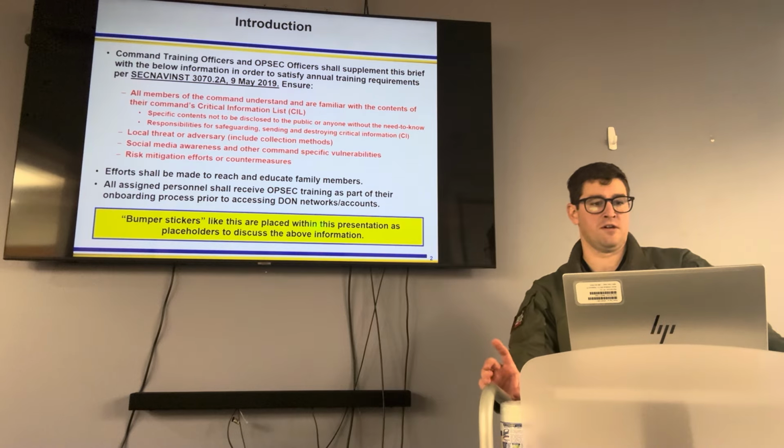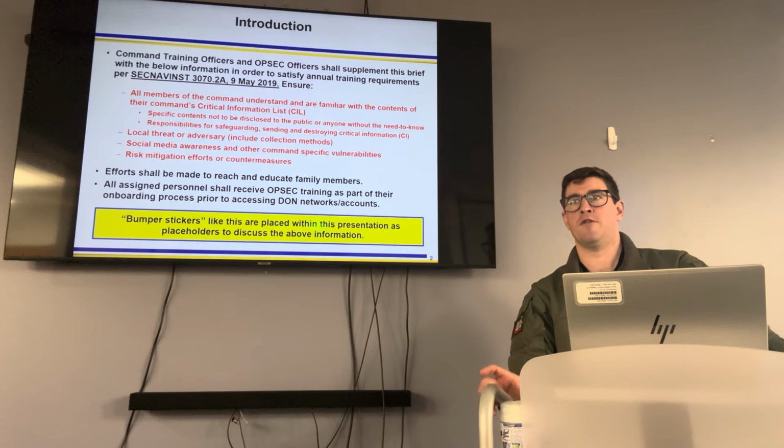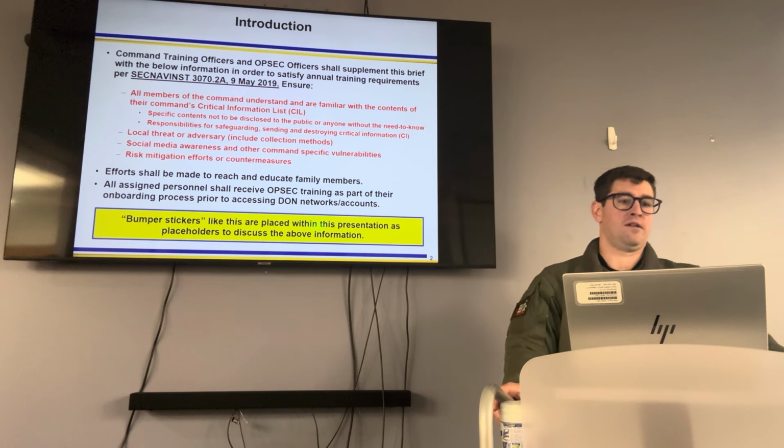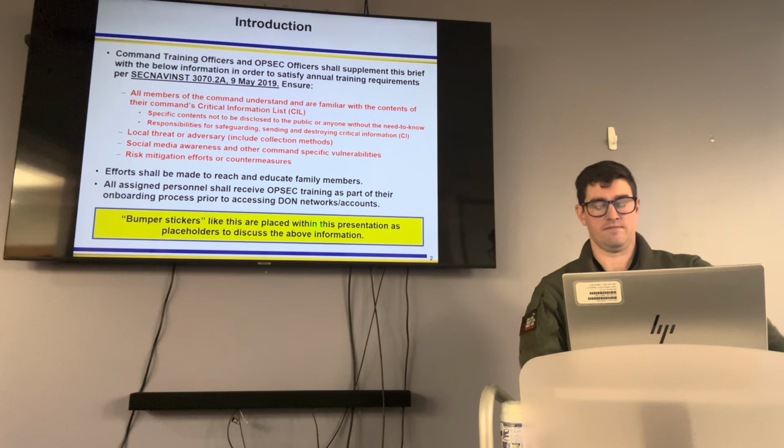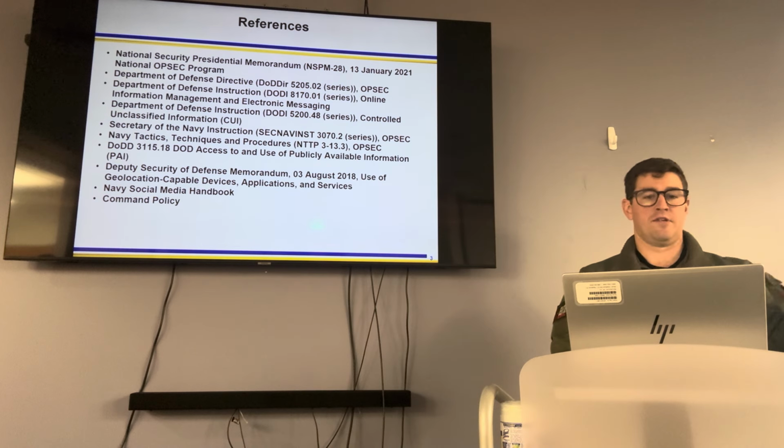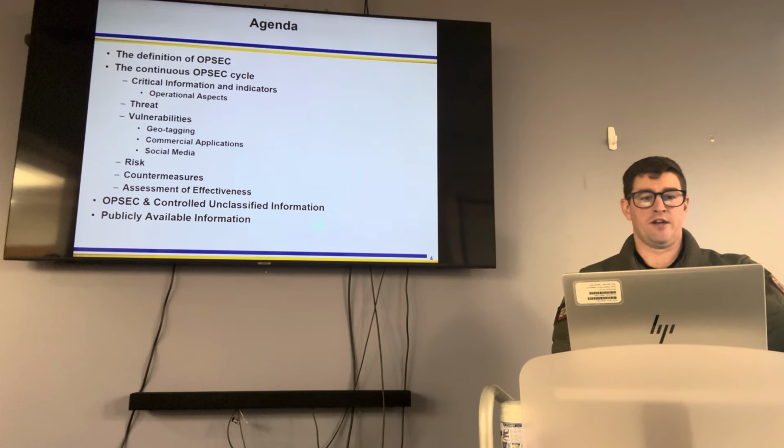A big thing I want to go over is the first red bullet, the CIL list, critical information list. Each command has one of those. We'll go over it at the very end. Those are the pieces of information at 61 specifically that we do not want you to try and talk about out in town. References, you can refer back to the PowerPoint if you ever want to go look them up. Agenda, we're going to go through all this stuff. I'll try to make it as quick and painless as possible.